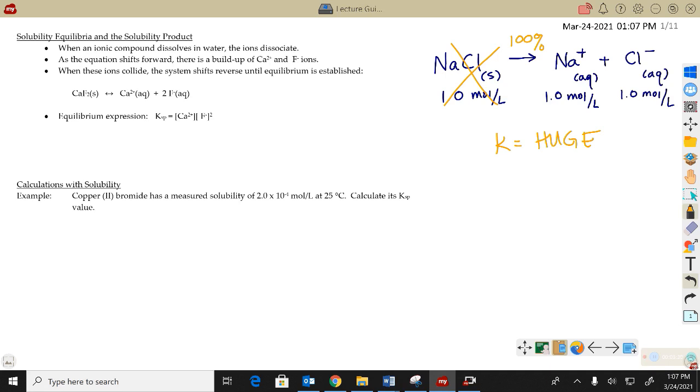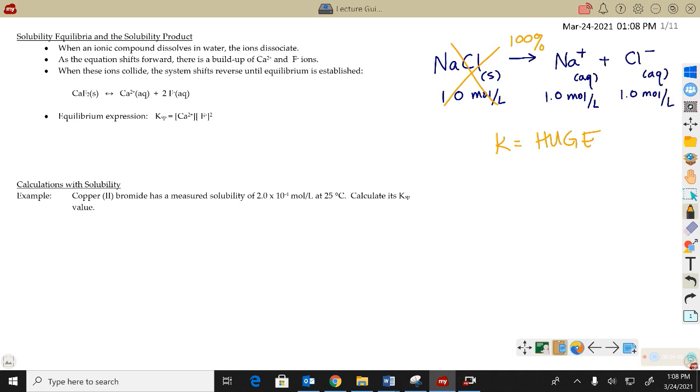Cool. But it's not the case with all solids. Not all solids fully ionize or stay ionized. For example, here is some calcium fluoride solid. When calcium fluoride solid is in water, it dissolves and dissociates to form calcium 2+ ions and 2 fluoride 1- ions. Awesome. But when you have something that's not 100% soluble, this, number one, may not go forward 100%.